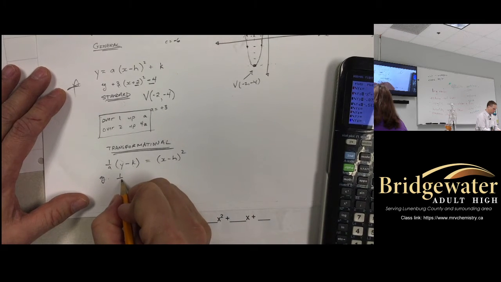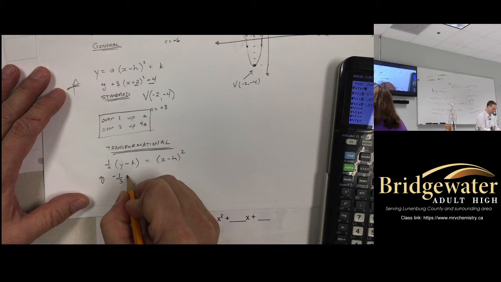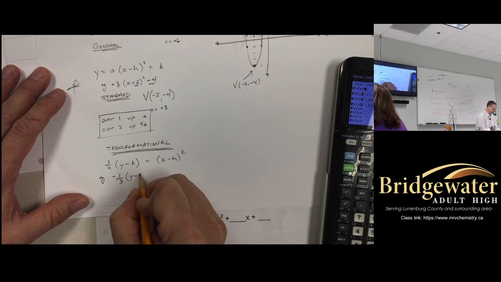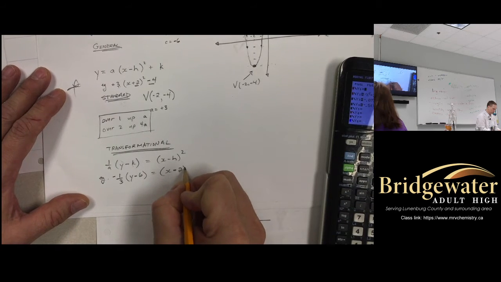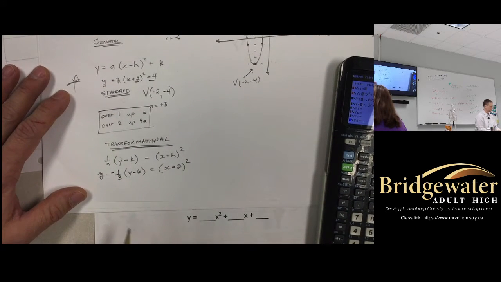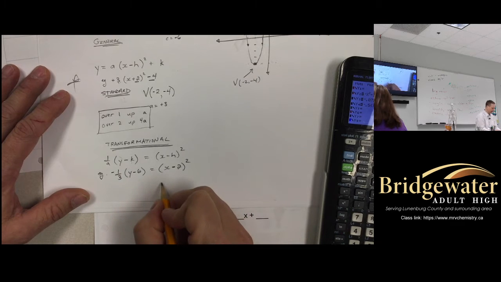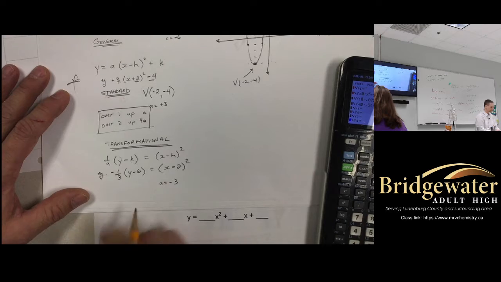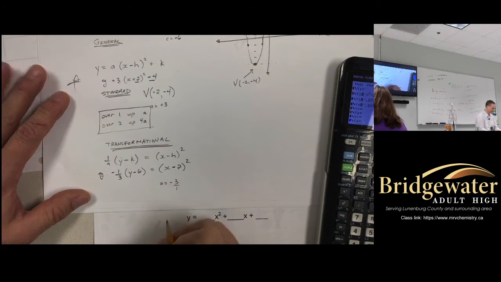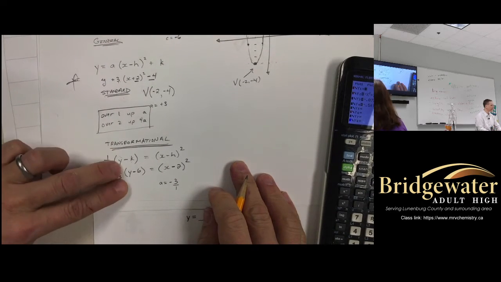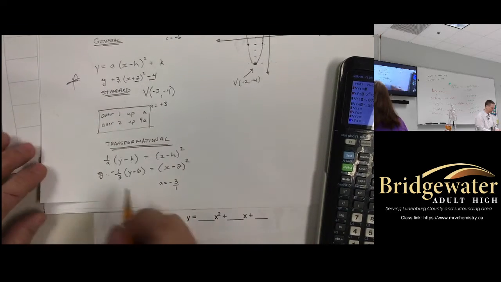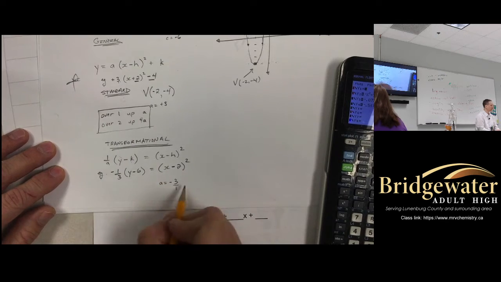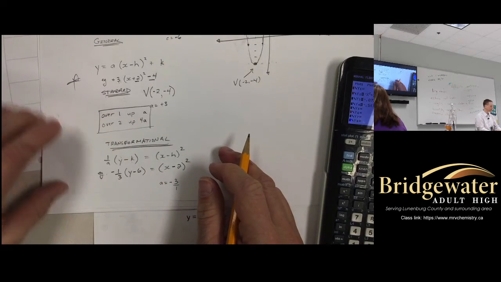1 over 3, and I'll make that negative. y minus 6 is equal to x minus 2 all squared. That's an example. In this case, a is -3, and I'll put 3 over 1 just to make it clear. The a is in front, but it's on the bottom, so we have to flip it to the top, so a is 3 over 1.